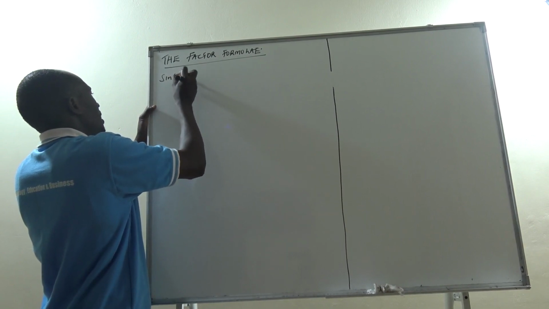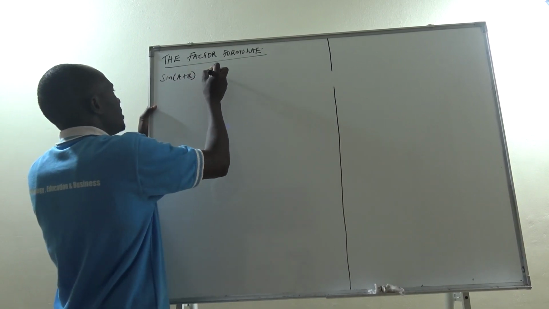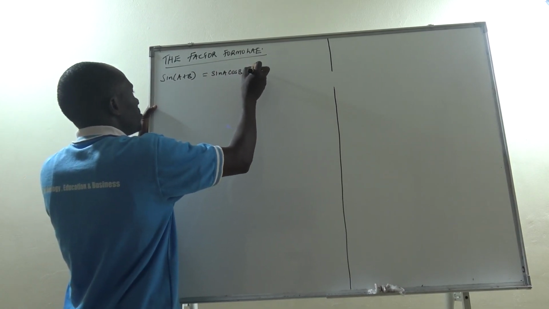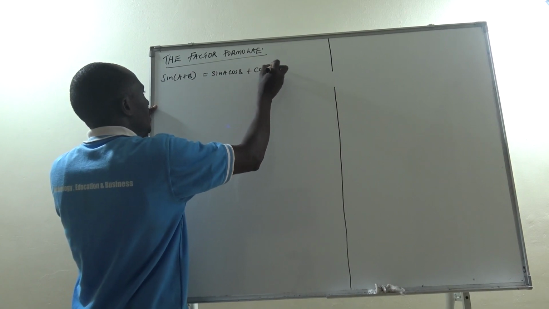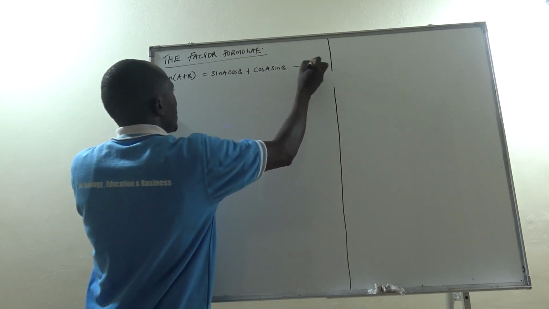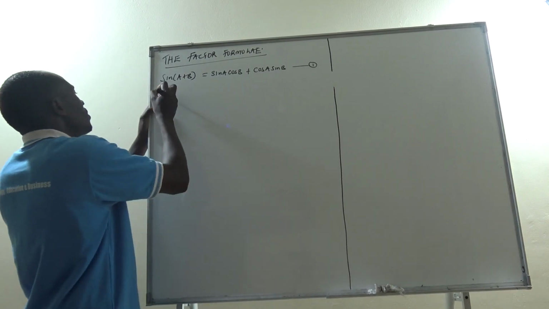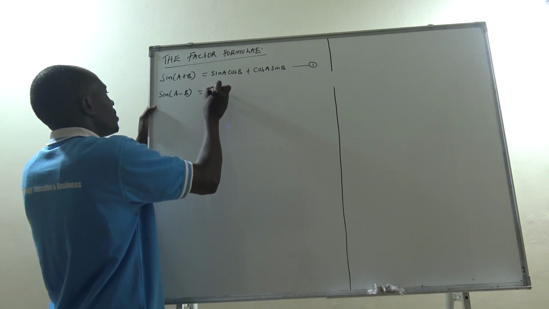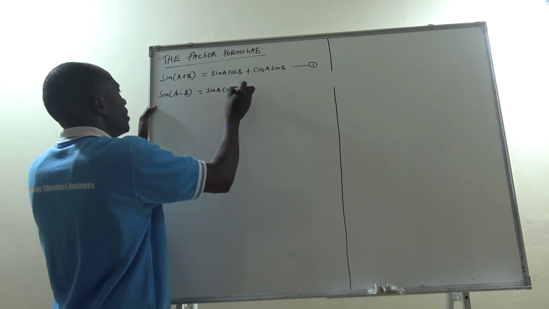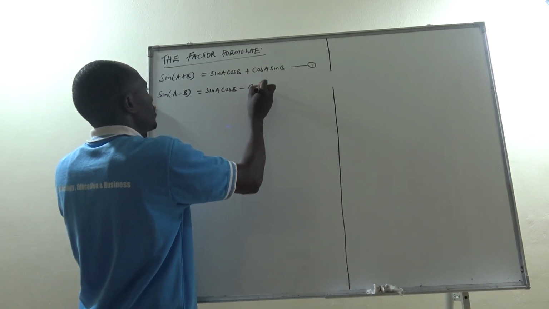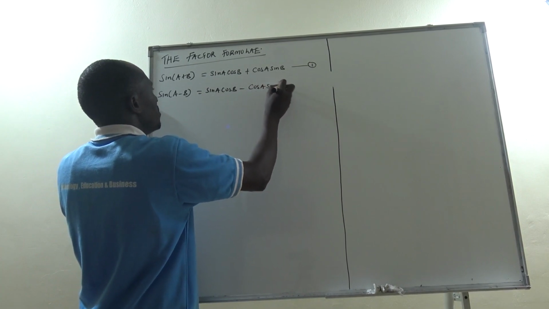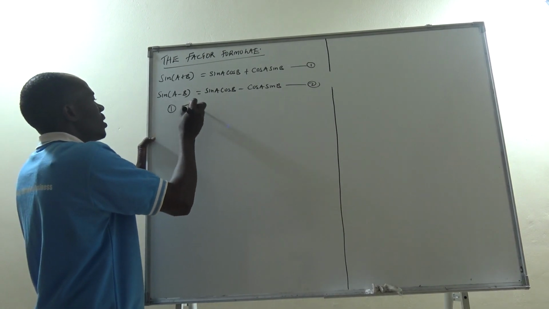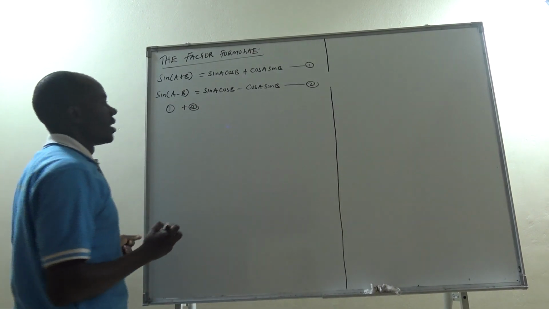Sin(a + b) was given as sin a cos b plus cos a sin b. Call this one the first equation. What about sin(a - b)? It was sin a cos b minus cos a sin b. This is the second equation. Now, what if I say equation 1 plus 2? Can we add equation 1 plus 2?